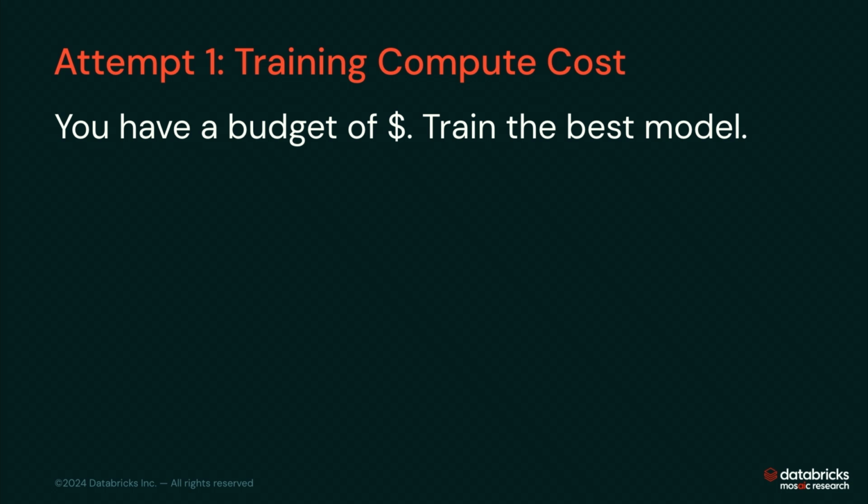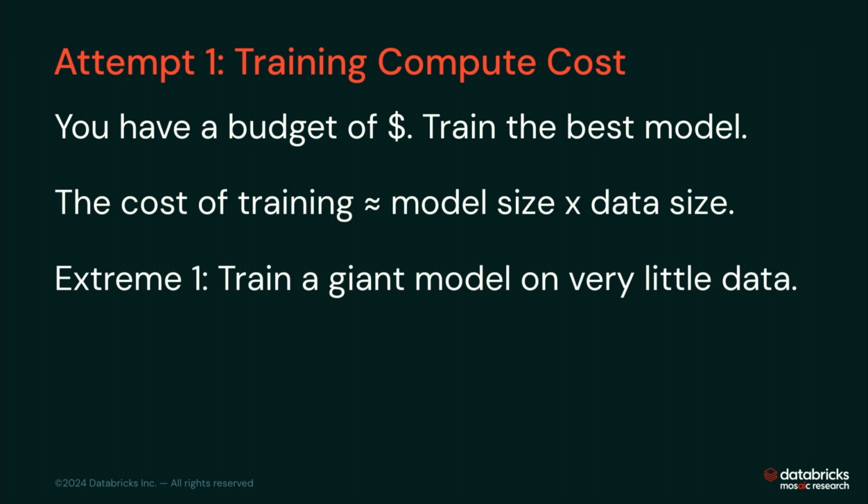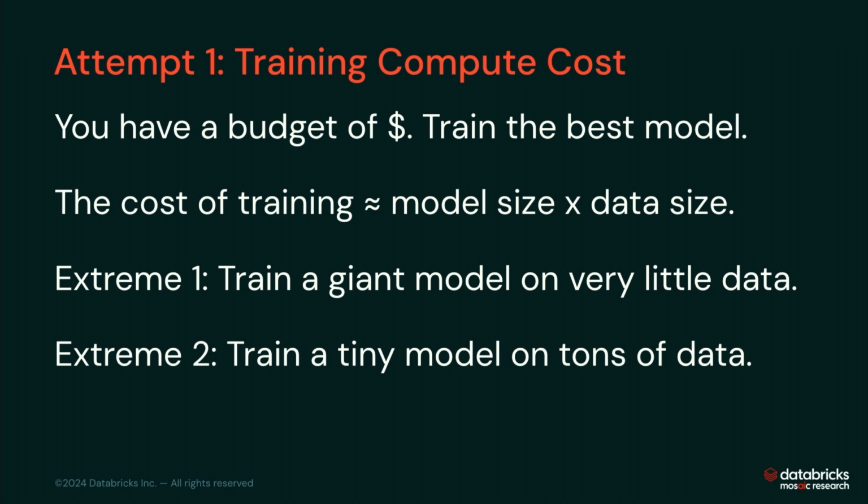Train the best model. The cost of training is approximately, and this is an approximation, so people who know better, you can quibble with me later, the model size times the amount of data, plus or minus. One extreme, if I gave you this budget, is to train a gigantic model. Train a 1 trillion parameter model on 100 tokens. That's gonna be terrible. It's only seen 100 tokens of text. The alternative, train a 100 parameter model on 1 trillion tokens of text. Also probably gonna be pretty terrible because it's only got 100 parameters.